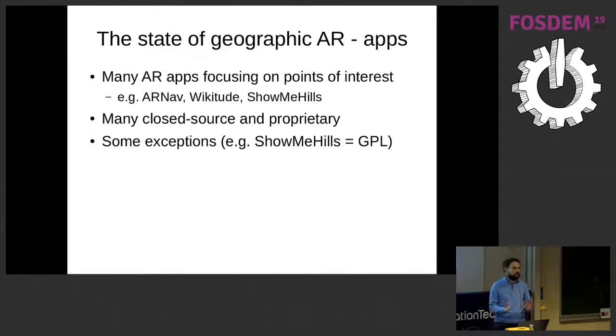Wikitude is one of the earlier ones. AR Nav is another one. Another take on AR is Show Me Hills, which is quite a nice app, which shows you, basically you point to a view from the top of a mountain, and it will actually tell you what the various other hills and mountains you can see are. So there's quite a lot of work out there, but a lot of it's closed source and proprietary, so that's not so good. I do get the impression that while there's a lot of work on AR at the moment, most of it is probably proprietary and closed source, which is not so good. Show Me Hills is an honorable exception there, that is GPL.